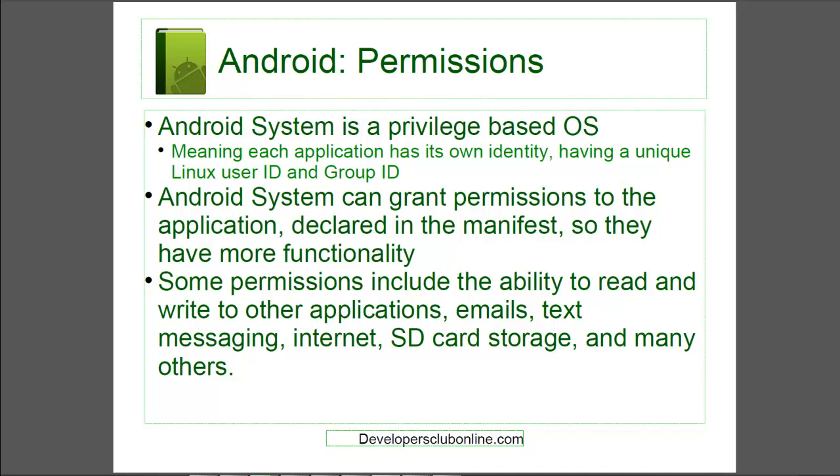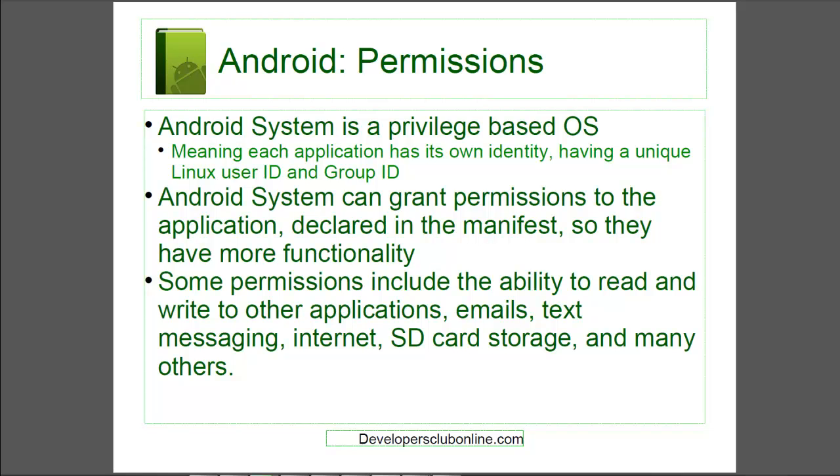The Android system is a privilege-based operating system. What this means is that each application runs in a distinctive system identity, meaning that a user ID and a group ID is assigned to each application so that it can be its own unique individual. The Android system grants these permissions to an application. It's done in the manifest. We've discussed this in previous tutorials, but in about 2 tutorials we'll actually begin programming it.